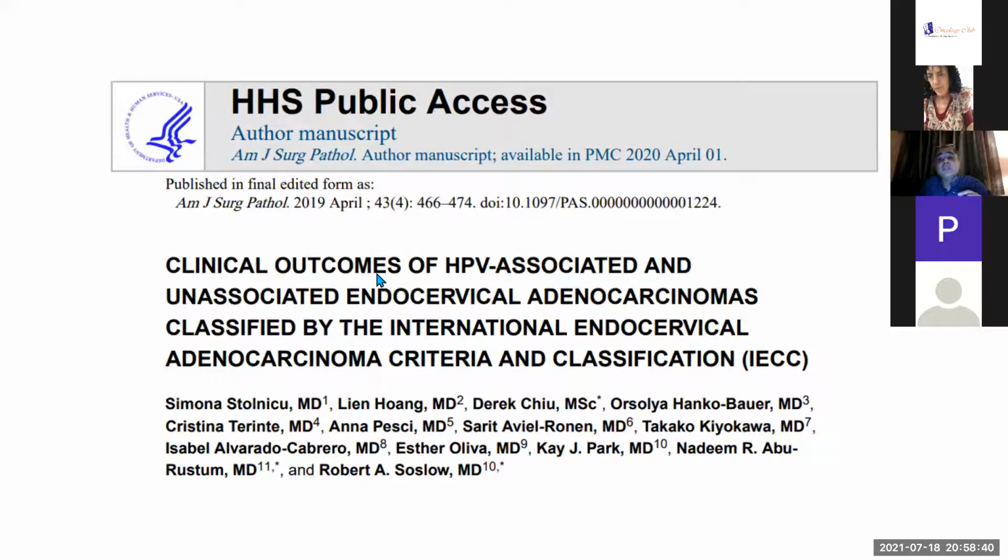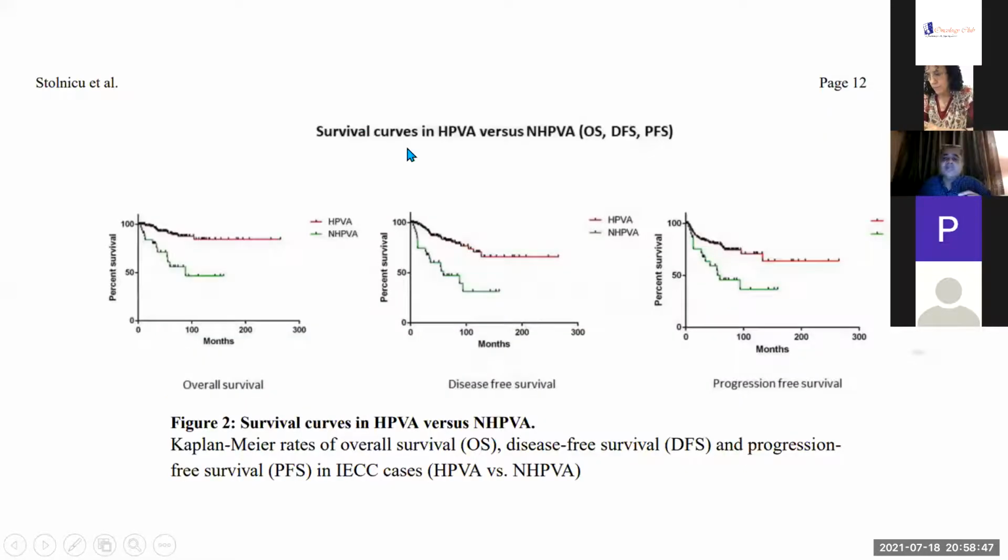They have looked at the clinical outcomes of HPV-associated and unassociated endocervical adenocarcinomas, and they have clearly shown the difference in overall survival, disease-free survival, as well as progression-free survival between the two. The HPV-associated adenocarcinomas are picked up at an early stage. They do well as far as disease-free as well as overall survival. So it's not only a morphological classification, it has serious clinical and prognostic implications in the tumor.